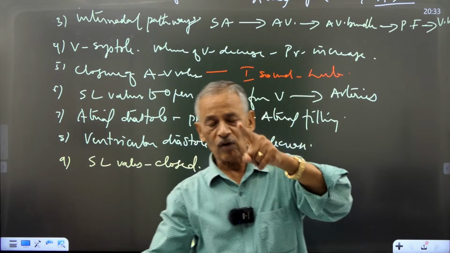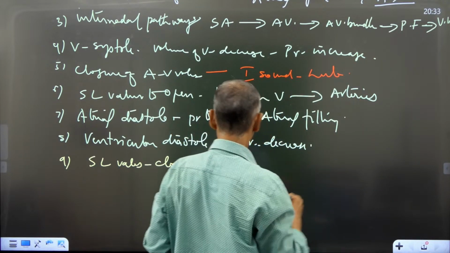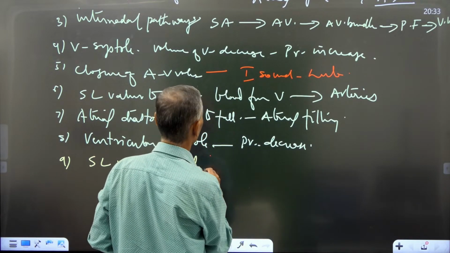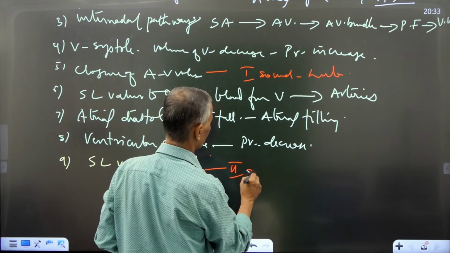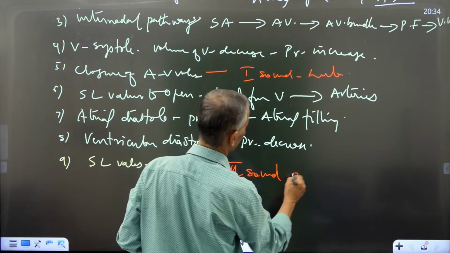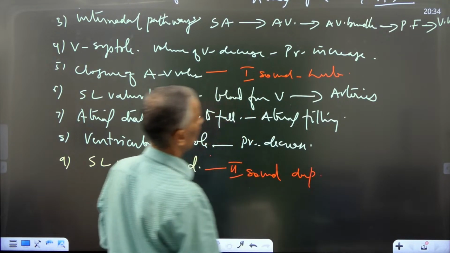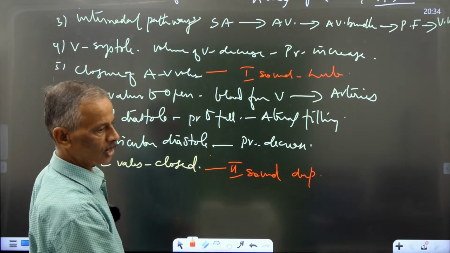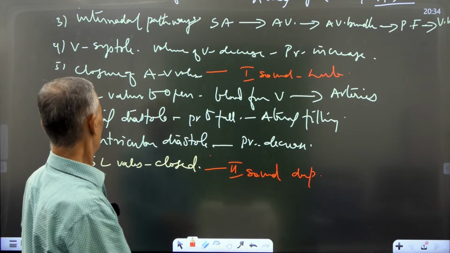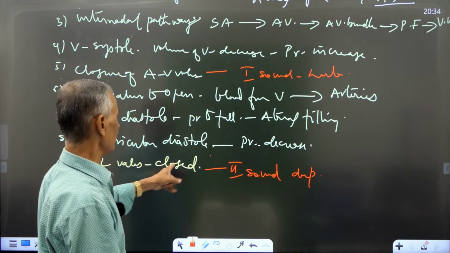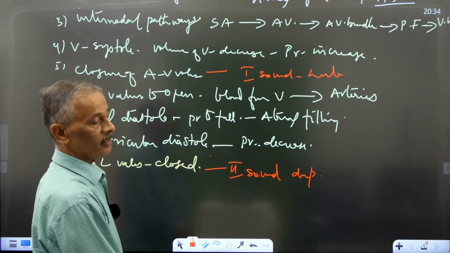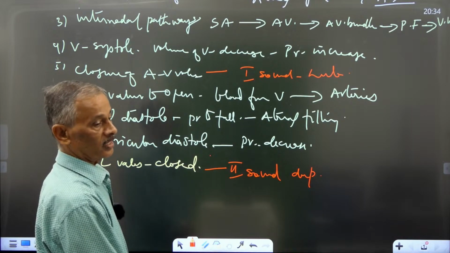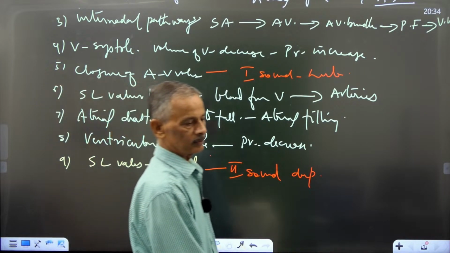The closure of the semilunar valves causes the second sound to be produced. This is the second sound, which is called dup. So you are having two sounds, lub and dup. I will come to that point later on. So the semilunar valves are closed and blood cannot come back from the arteries to the ventricle.